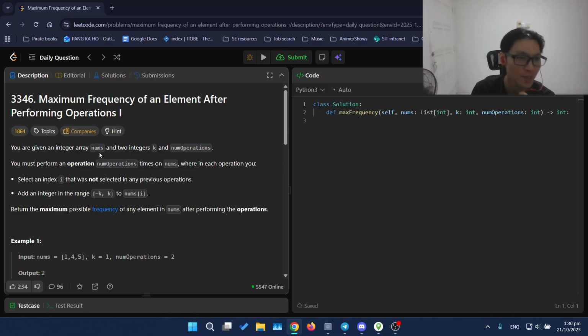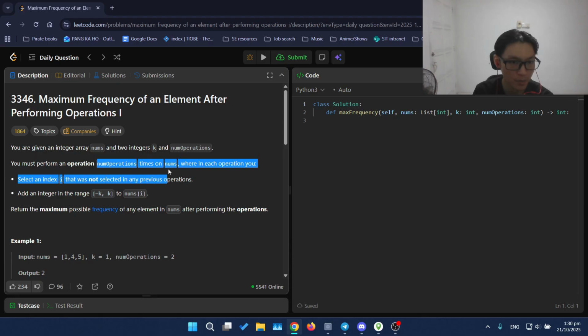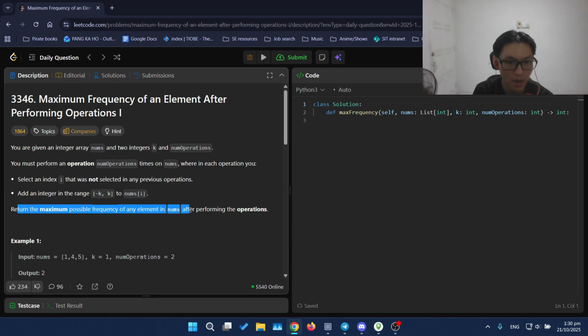So let's see. You're given an integer array nums and two integers k and num operations. You must perform an operation num operations times on nums, where in each operation you select an index i that was not selected in previous operations, and you add an integer in the range to nums of i. Return the maximum possible frequency of any element in nums after performing the operations.